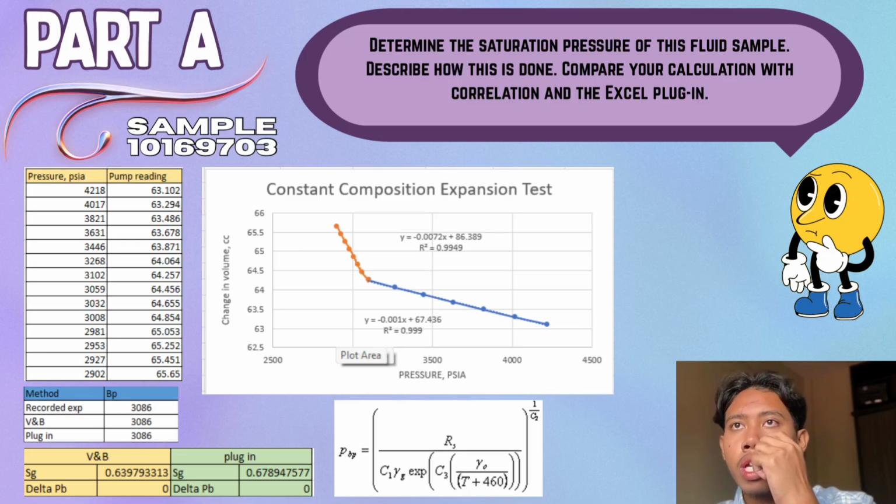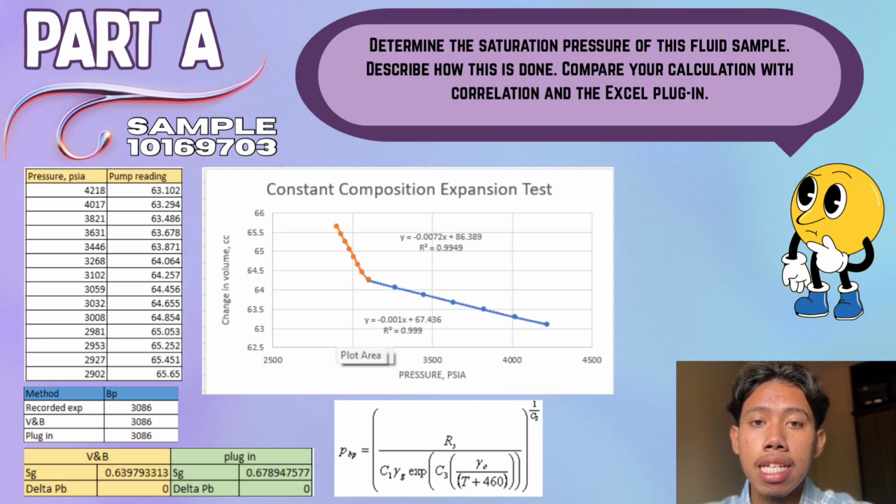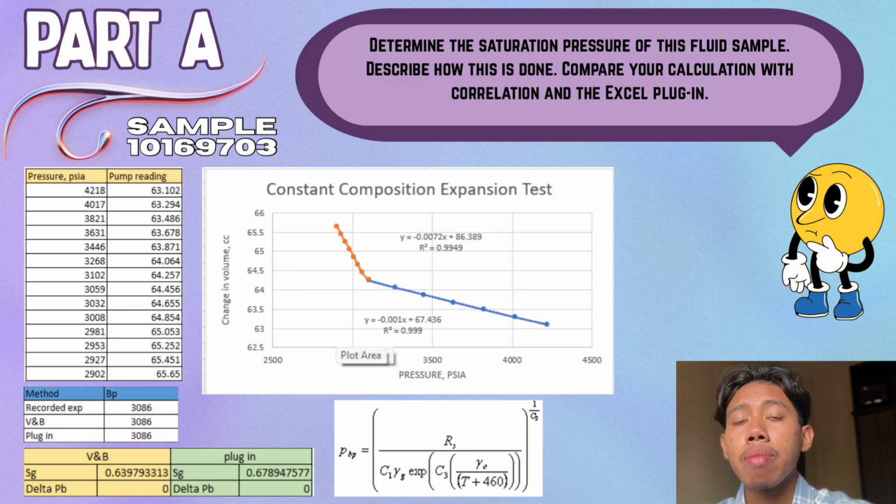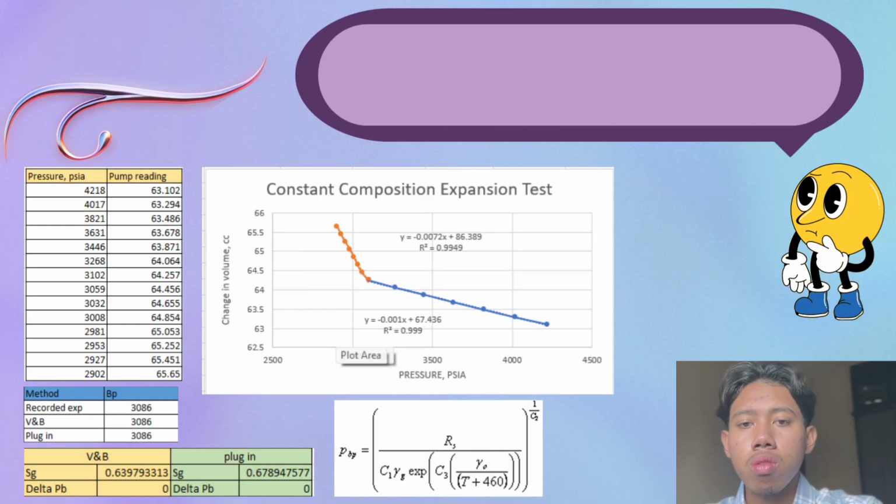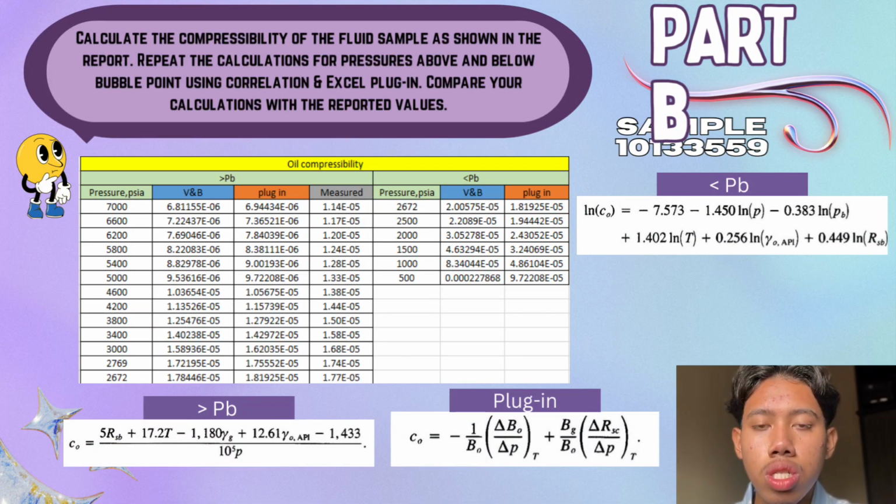So why is there a difference between the values of each way we use to determine the saturation pressure? The first one, the experimental method, is the most accurate because it reflects the actual reservoir fluid behavior, and the volume reading has a lot of accuracy. Now we move on to part B.